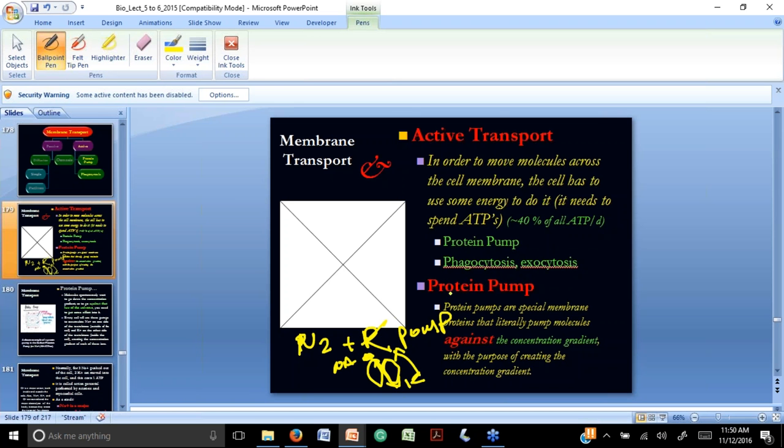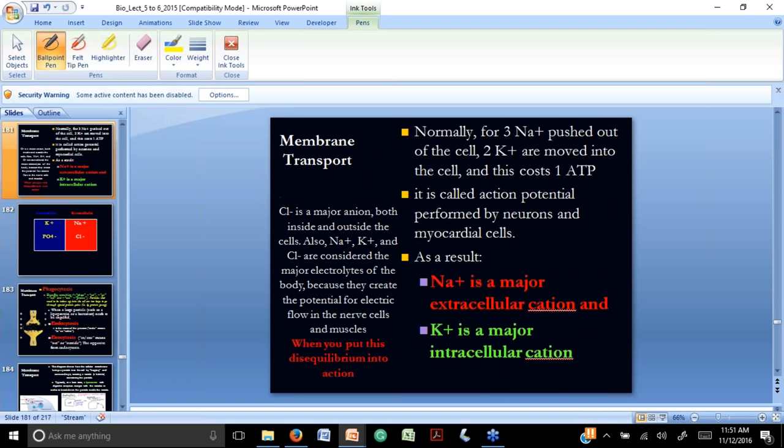So what is this protein pump? The protein pump, for example, is the one that carries the sodium and potassium. There are many others, but I just want you to remember that important one. This protein pump is so important.